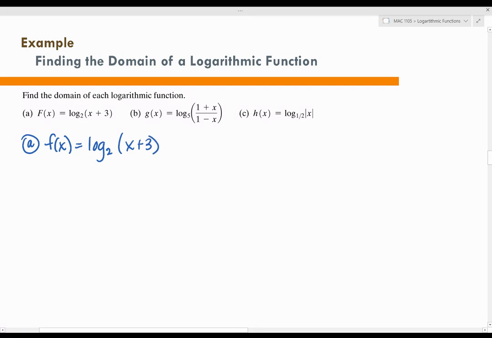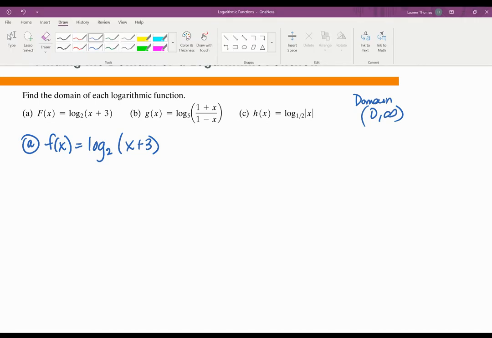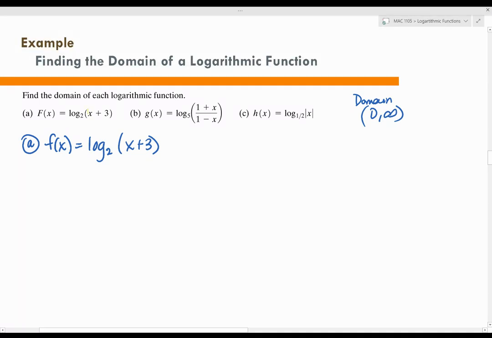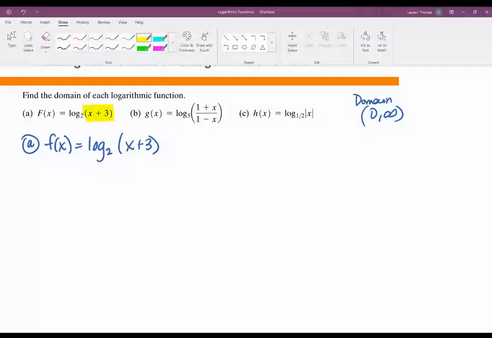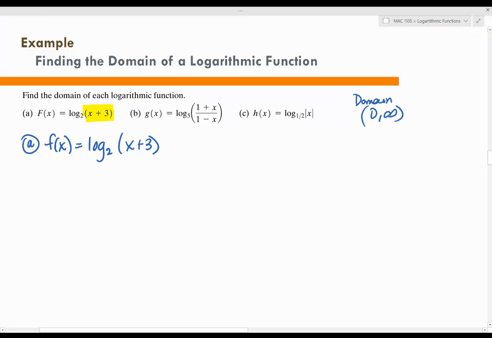So for a logarithmic function, the domain is 0 to positive infinity, which means whatever values you plug into the argument of the function has to be positive. So the argument of this function is x plus 3. Whatever we plug in there has to keep that argument positive. So we want to set up this inequality. We want to say, well, x plus 3 has to be greater than 0, and we're going to solve that. So we're going to subtract 3 from both sides, and we have x is greater than negative 3.